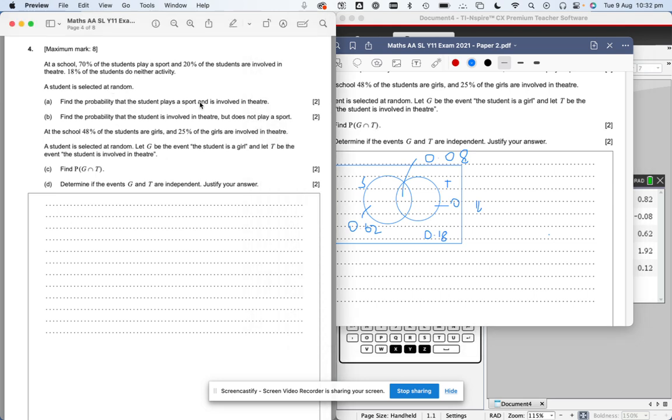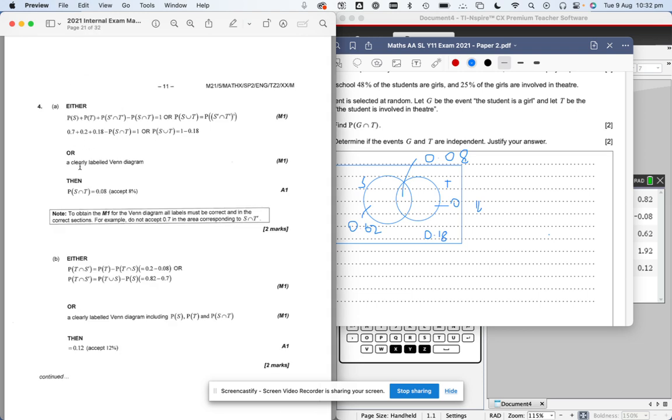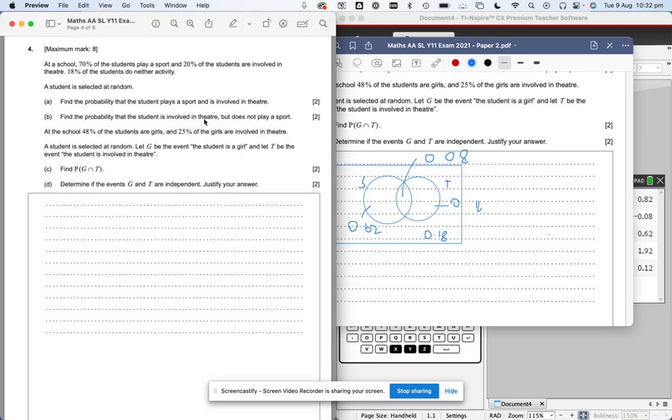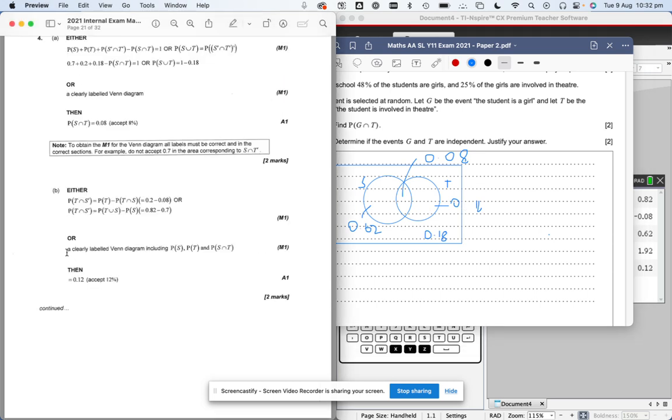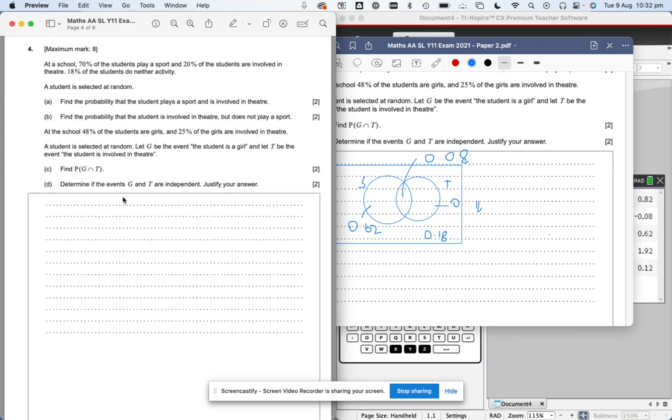So part A, find the probability that the student plays a sport and is involved in theatre. My Venn diagram supports everything else that I'm doing here. So I can just go to 0.08, and you can see in the mark scheme, clearly labelled Venn diagram for a method mark, and then the probability of S intersect T is 0.08, or accept 8% for another mark. Part B was find the probability that the student is involved in theatre but does not play a sport. Great. I can go straight to this part of it. Does not play a sport, involved in theatre, so that's 0.12. Because I've done my Venn diagram to start with, clearly labelled Venn diagram, mark 1, then 0.12, 2 marks. So even though it's a bit of work to put the Venn diagram together, you can do the rest of it fairly easily.